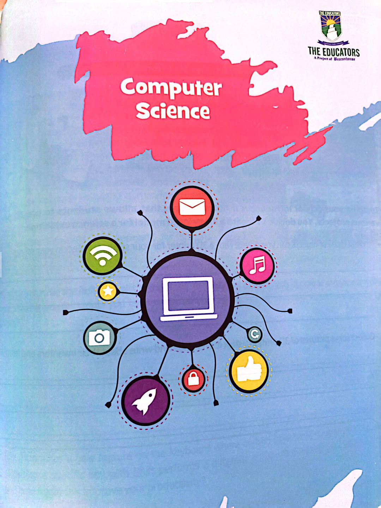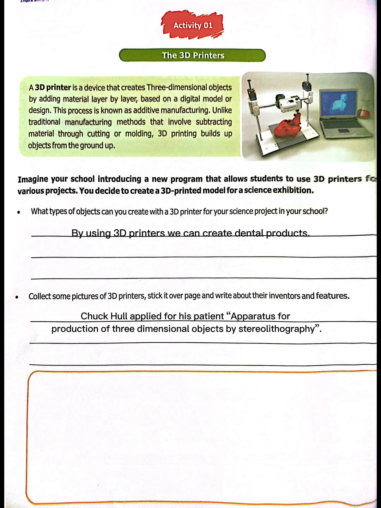So this is your summer pack. In this video we will do the computer science summer pack. Let's start with our first activity. Our first activity is about 3D printers. 3D printers are devices that create three-dimensional objects.